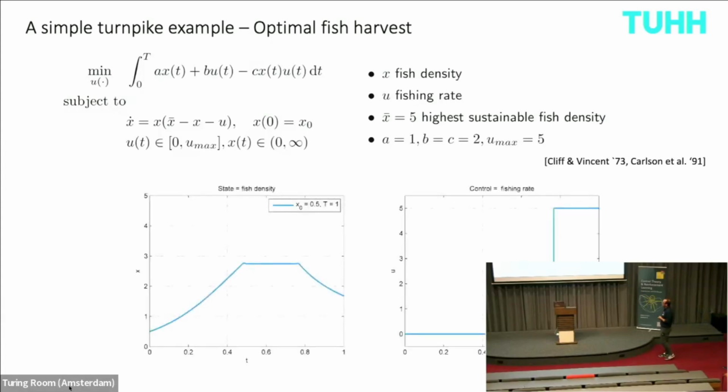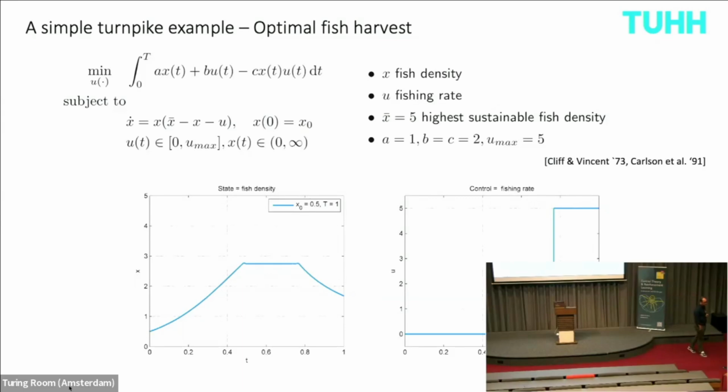Now, we solved the problem with techniques that Elena has already roughly mentioned yesterday, and that's what we see. If we start with a low fish density, then initially we don't do anything. We let the fish population grow until at a certain point we start fishing at a constant rate. These wiggles here are more or less numerical artifacts, they don't matter here. And then shortly before our time horizon, when the problem is over, we start fishing as much as we can.